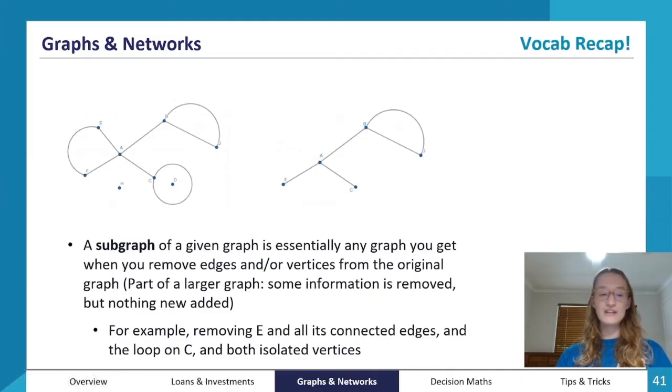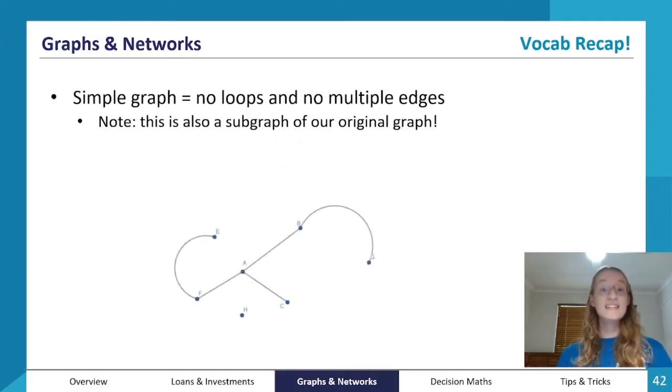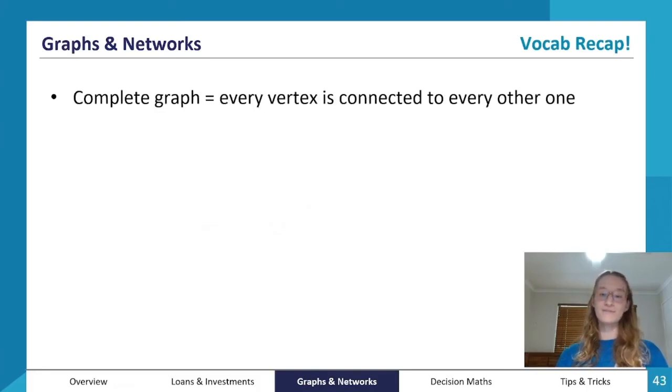And so you can see that E was removed and all of its connected edges, and the loop on C and both isolated vertices. So we can see that that information was taken away, that nothing new has been added. A simple graph has no loops and no multiple edges. And note that this is actually also a subgraph of our original graph. We've just had some parts taken out to make sure that there are no loops and no multiple edges. So we've turned it into a simple graph.